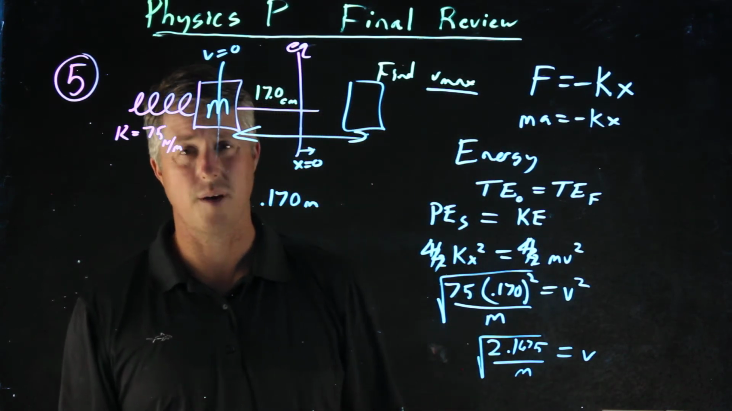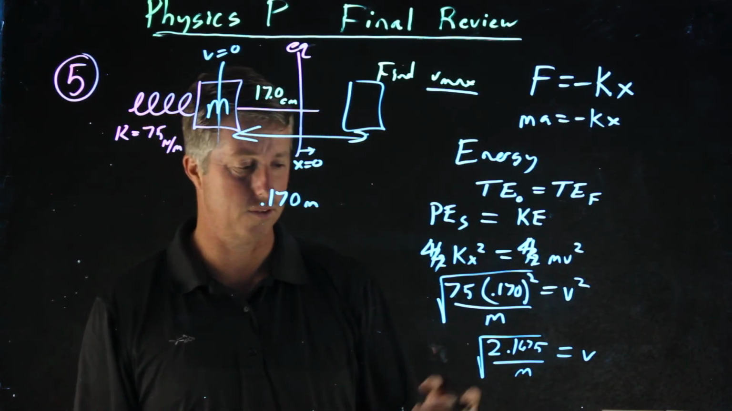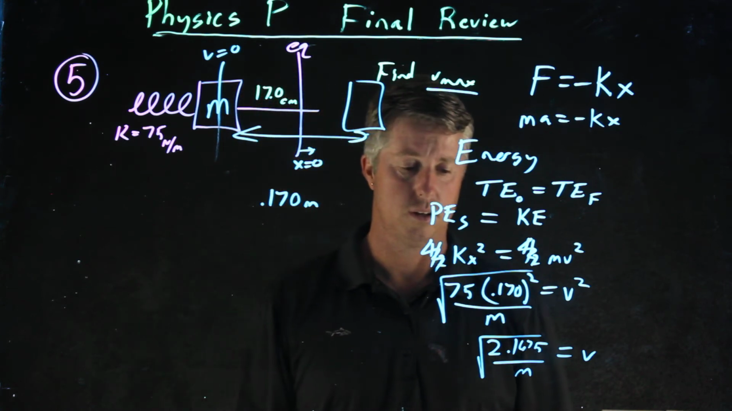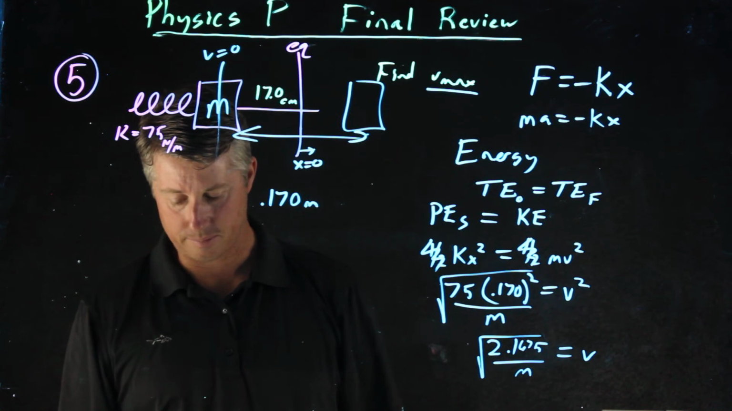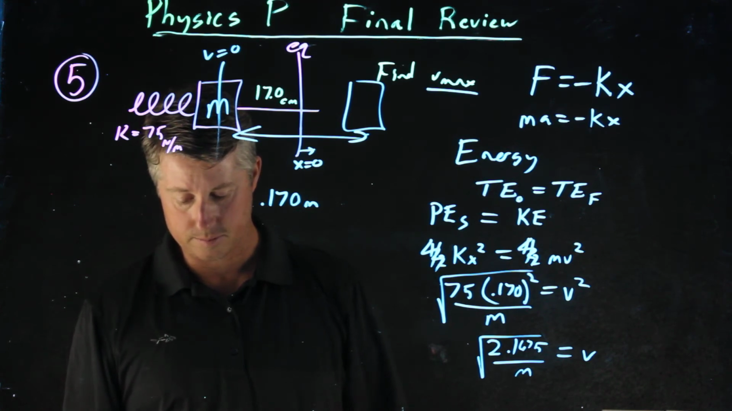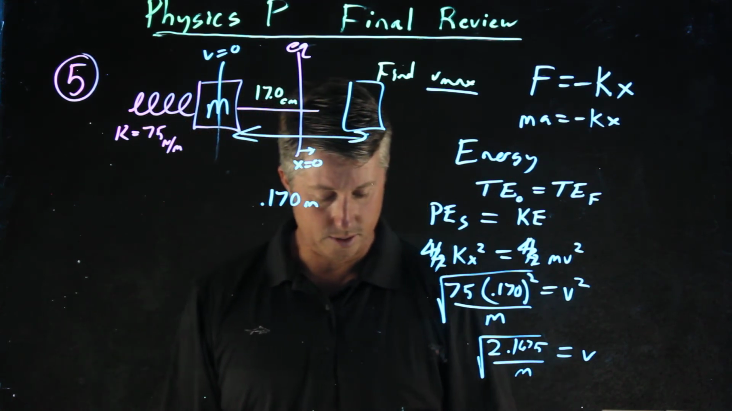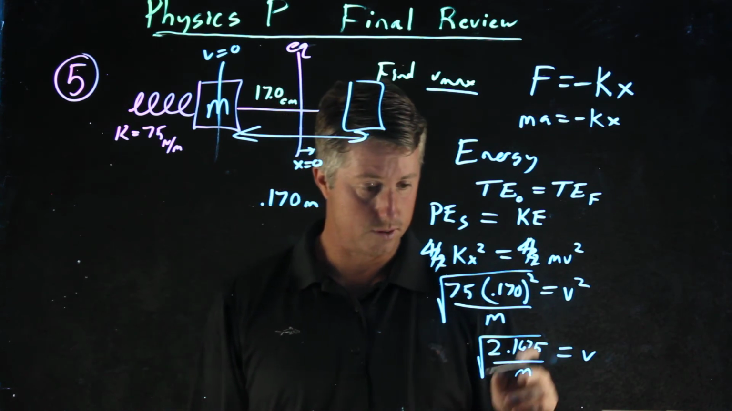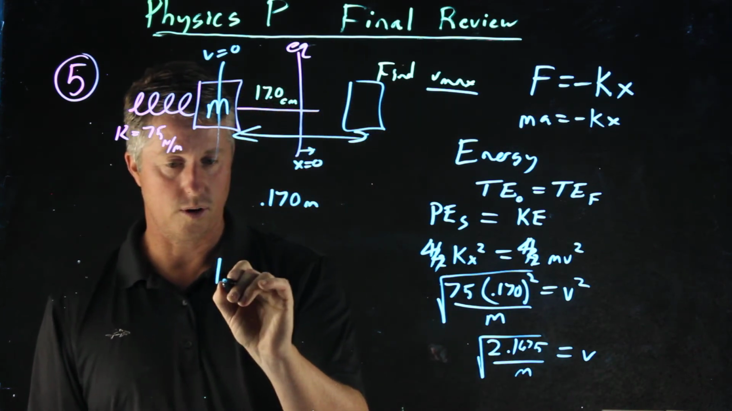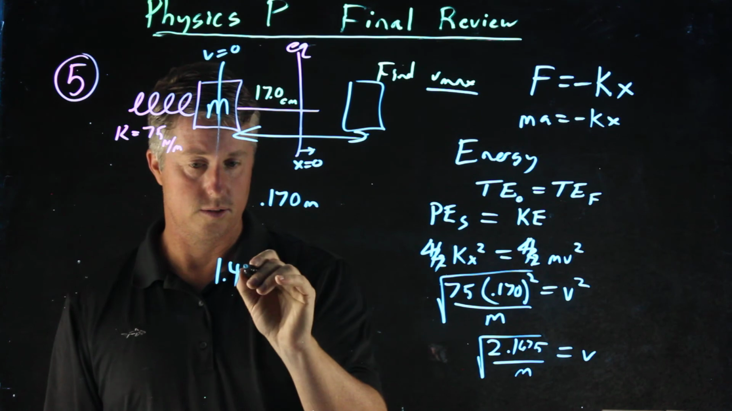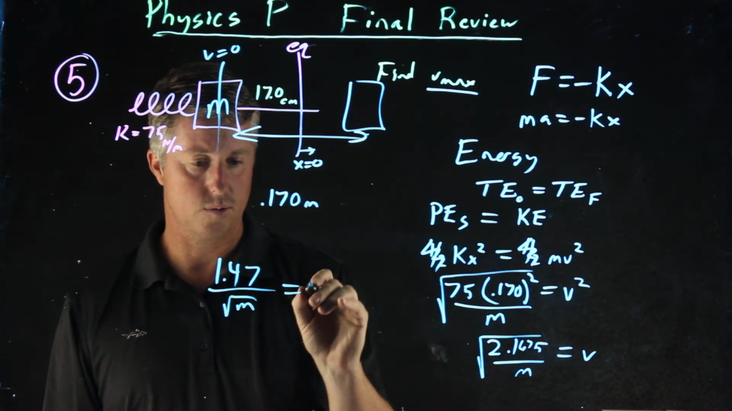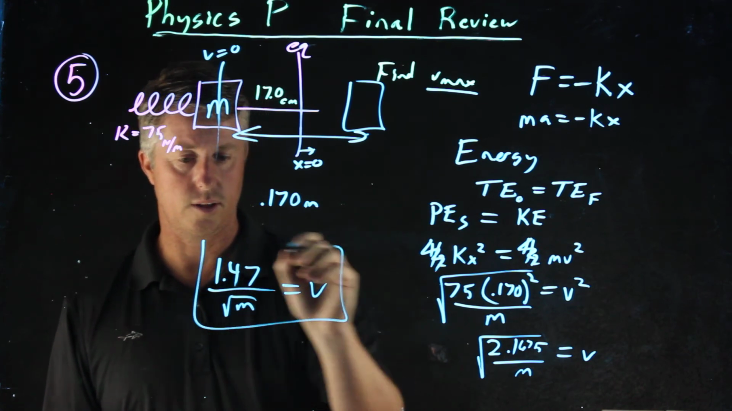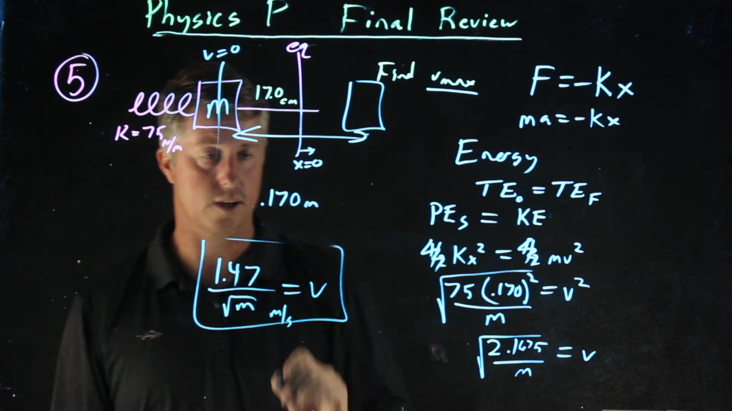I probably want you to take it one step further, but this would be a fine answer at this point, okay, because of that. And most likely on your test, I'd give you a mass. But if you want to take it one step further, you should take the square root of the top portion and get 1.47 divided by the square root of mass equals velocity. And this would be your answer, and this is now in meters per second.